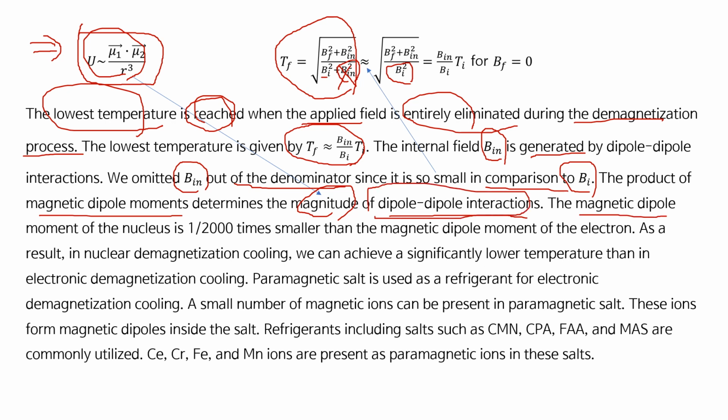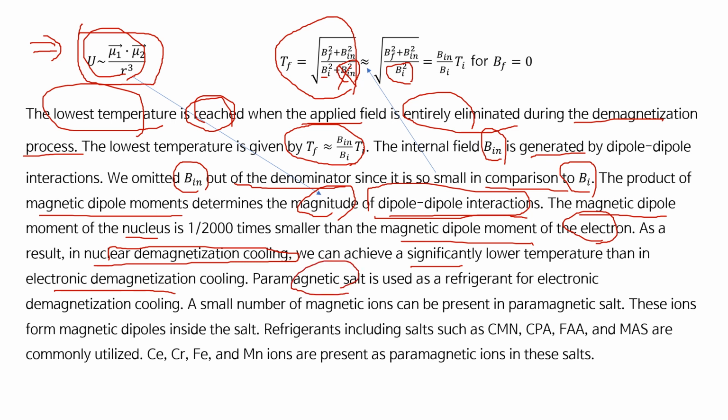The magnetic dipole moment of the nucleus is about 1/2000 times smaller than the magnetic dipole moment of the electron. As a result, in nuclear demagnetization cooling, we can achieve a significantly lower temperature than in electronic demagnetization cooling.